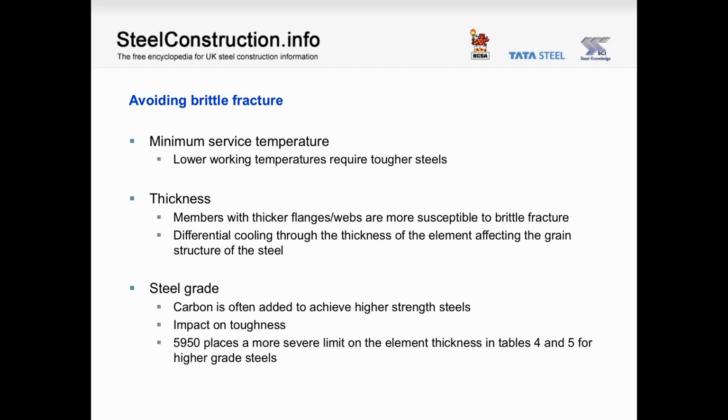In steel making, small grains means stronger, tougher steels, and larger grains means weaker steels with lower impact resistance or toughness. To go from 275 to 355, steelmakers will often throw more carbon into the mix. This has the desired benefit of increasing the strength, but unfortunately it has a negative effect on toughness. And the way that the code deals with this is to reduce the limiting thickness for higher grade steels.